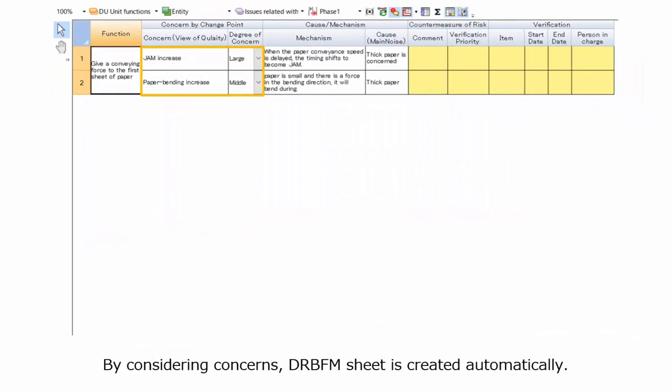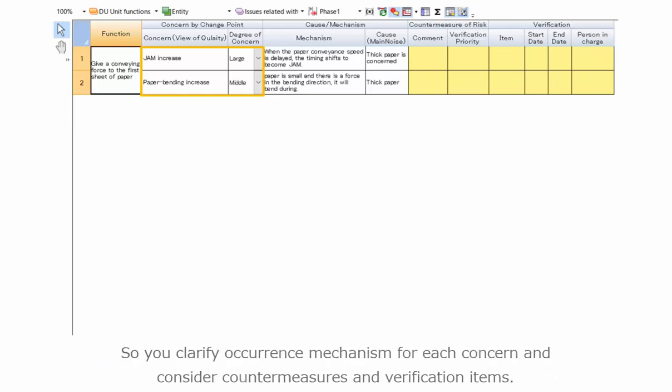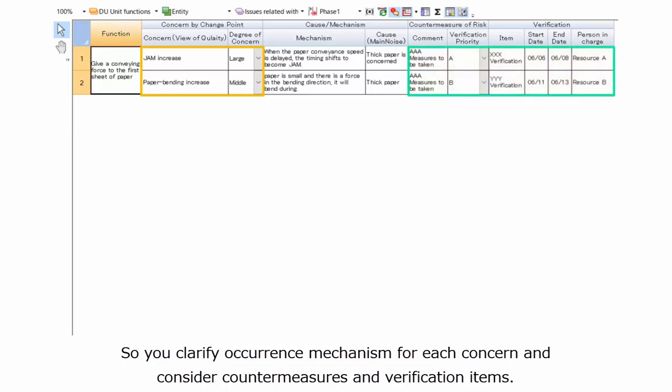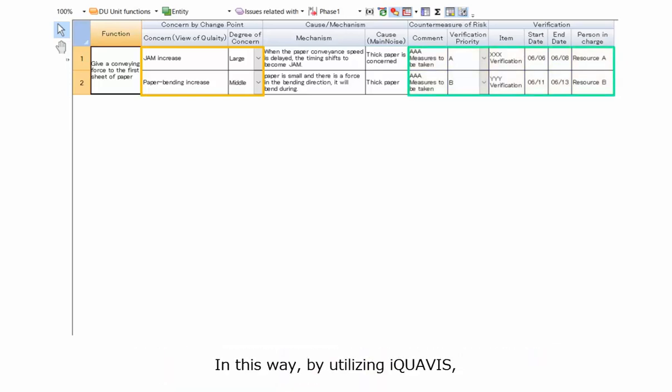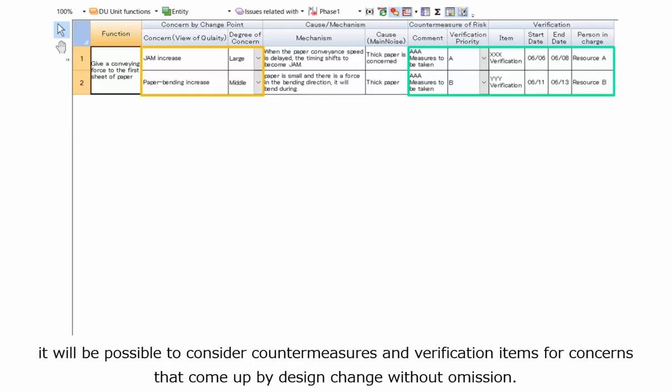By considering concerns, the DRBFM sheet is created automatically. So you clarify the occurrence mechanism for each concern and consider countermeasures and verification items. In this way, by utilizing iQUAVIS, it will be possible to consider countermeasures and verification items for concerns that come up by design change without omission.